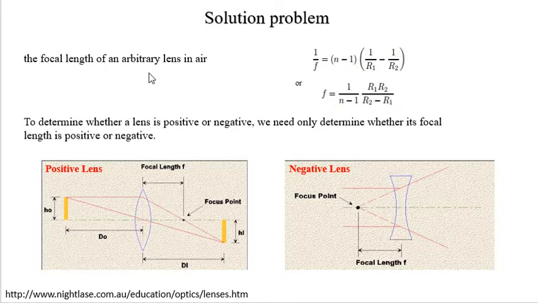To determine whether a lens is positive or negative, we need only determine whether its focal length is positive or negative. Before explaining the positive lens and negative lens, we have to know that R1 is the radius of curvature of the left-hand surface of the lens, which is a positive number, and R2 is the radius of curvature of the right-hand surface, which is a negative number.